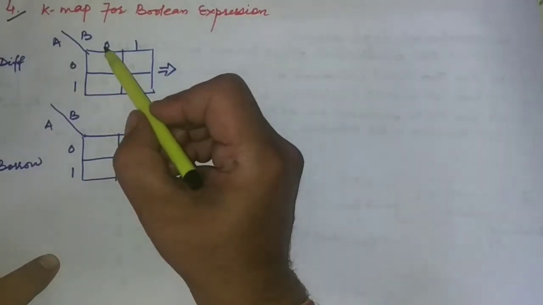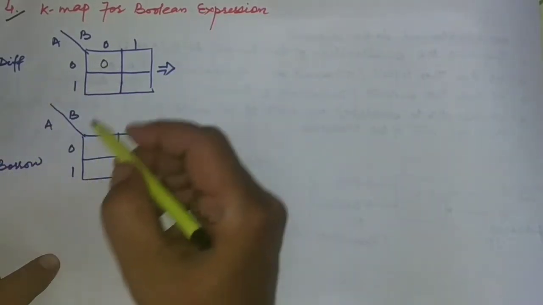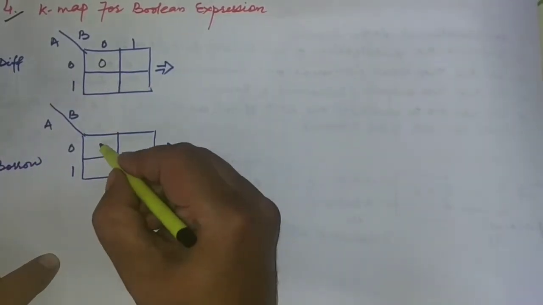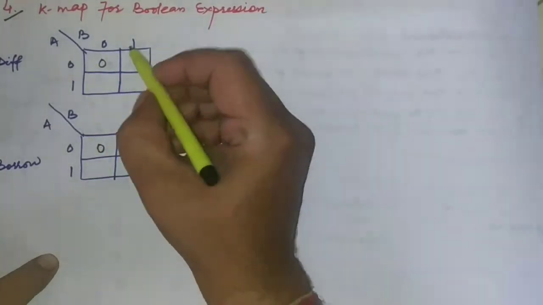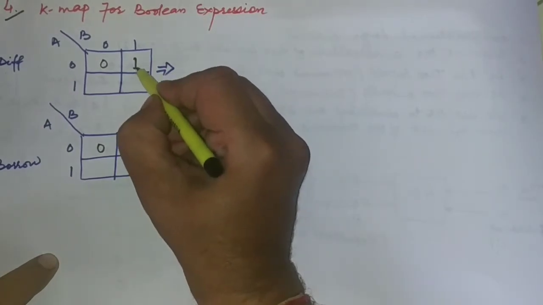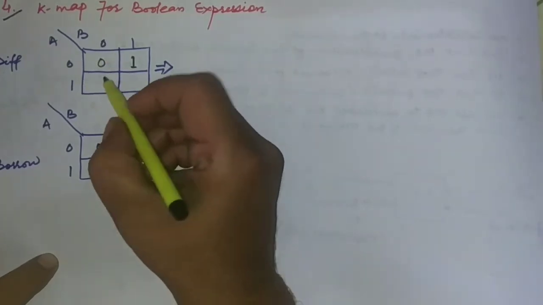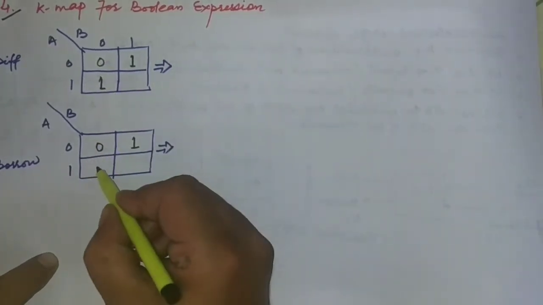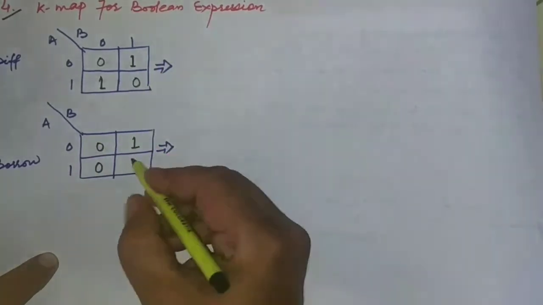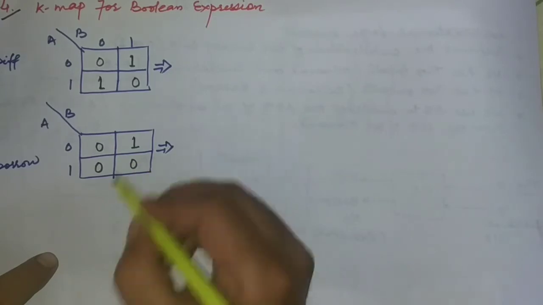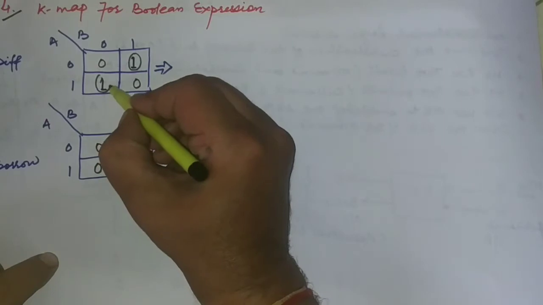Now when A is equal to 0, B is equal to 0, it means the difference is 0. This is for difference, this is for borrow, and borrow is also 0. When 0 1, 0 minus 1, the difference is 1, and we need to take one borrow also. 1 minus 0, 1 is the difference and no borrow is required. 1 minus 1, 0, and obviously no borrow is required. So these are two groups.